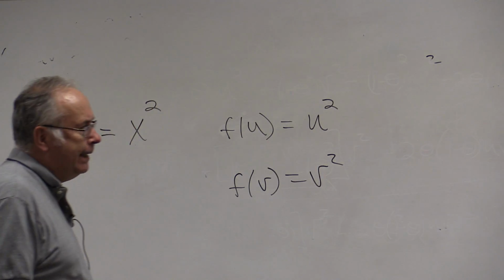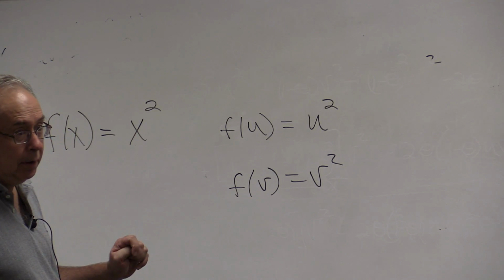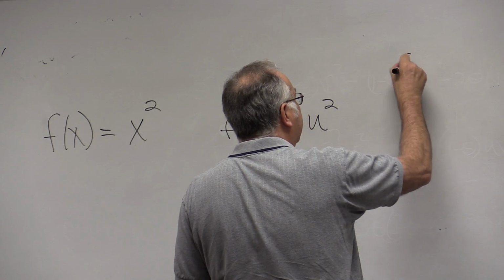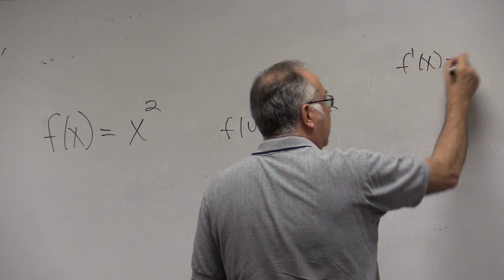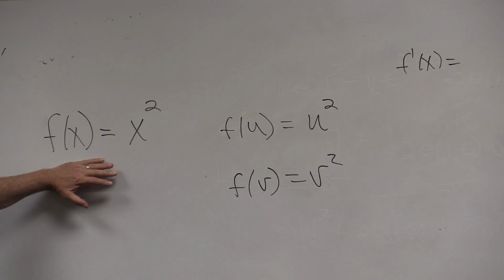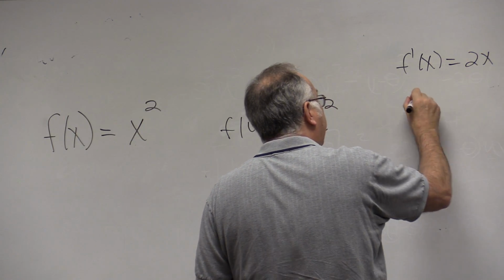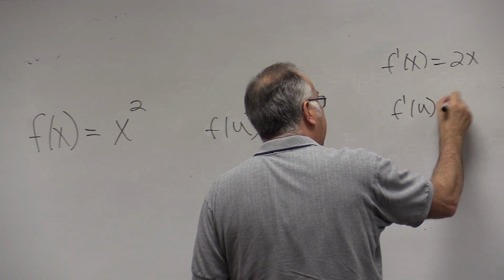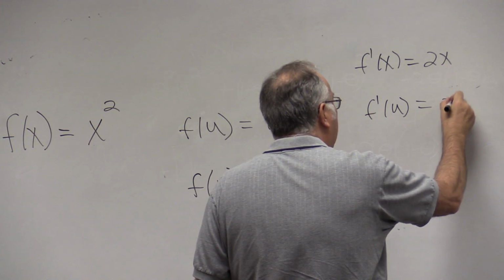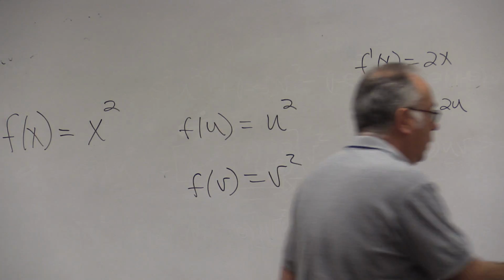Same as before. Now, the only thing else, what is f prime of u? Notice that since f of x is equal to x squared, f prime of x is equal to 2x. So f prime of u is equal to 2u. All right, so let's just substitute in and see if this holds.